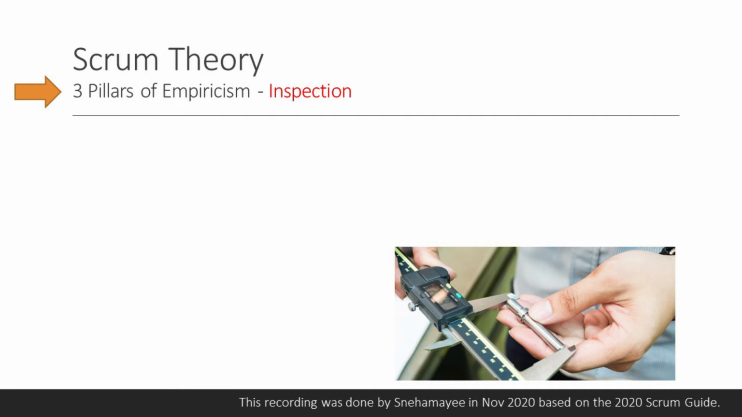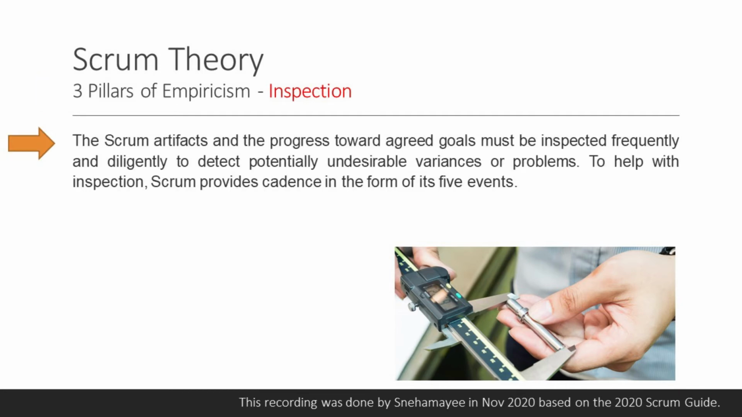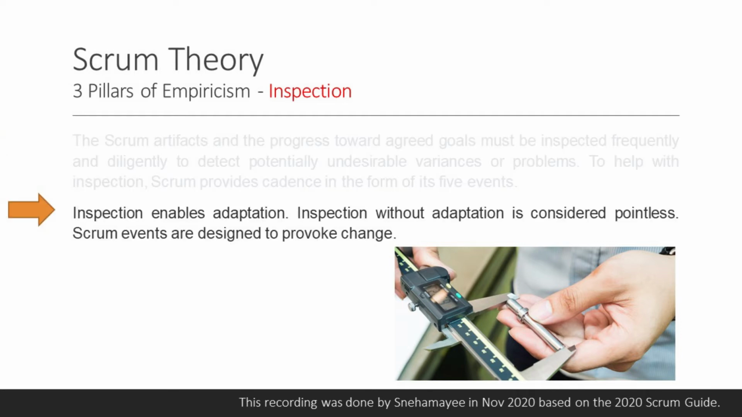Three pillars of empiricism: Inspection. The Scrum artifacts and the progress toward agreed goals must be inspected frequently and diligently to detect potentially undesirable variances or problems. To help with inspection, Scrum provides cadence in the form of its five events. Inspection enables adaptation. Inspection without adaptation is considered pointless. Scrum events are designed to provoke change.